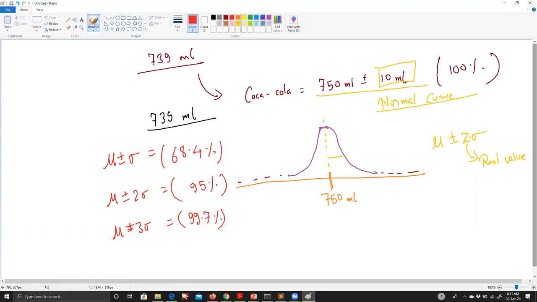So I need to know that plus minus 10 ml that you are looking at, how many sigma it is, because I want to have something called confidence. If this 10 ml is just the first standard deviation, then we have only 68.4% confidence. Why?